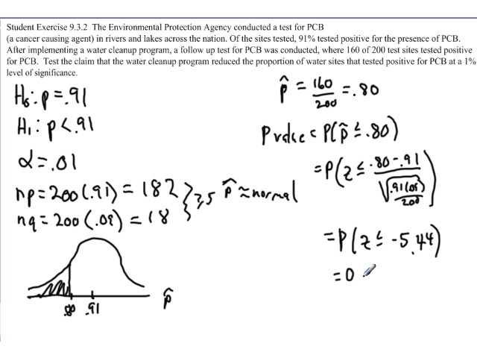Wow. So what does that tell us? Since our p-value is less than the level of significance alpha, we reject H0, the null hypothesis, in favor of the alternative. And what is that alternative? That the proportion is less than 0.91. So this is exactly how they do it out in real life. This proves, at a 1% level of significance, there is sufficient evidence to say that the program did work.